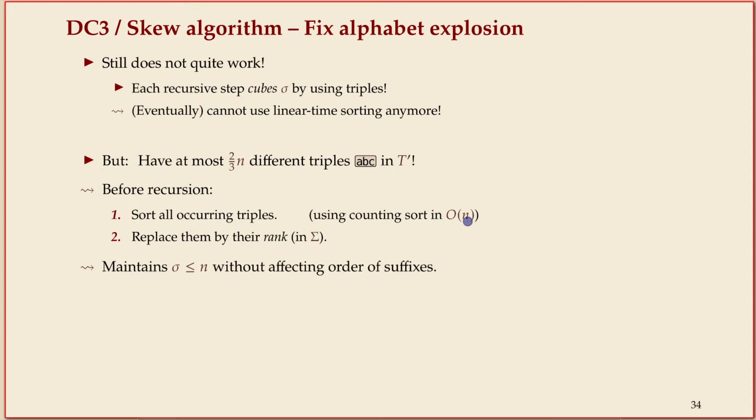Now that sorting step can be done in linear time by 3 rounds of counting sort, so no cheating involved here. And this means that the alphabet size never grows beyond the length of the string. We never have a character that doesn't occur, so we never have more than n characters.